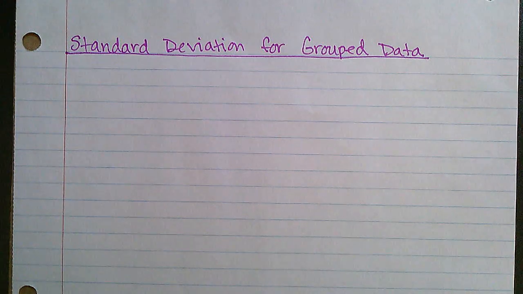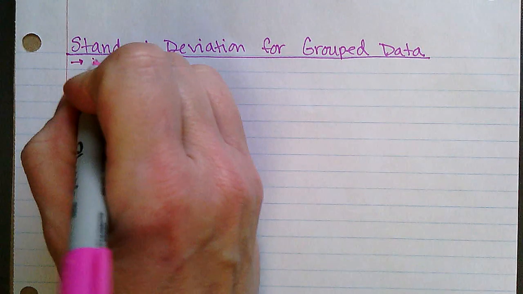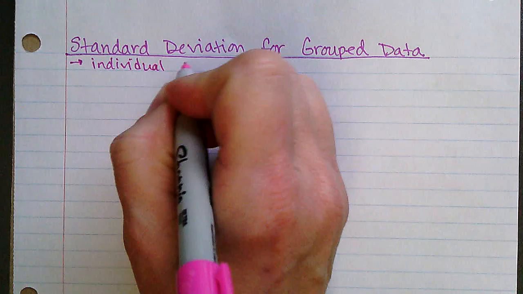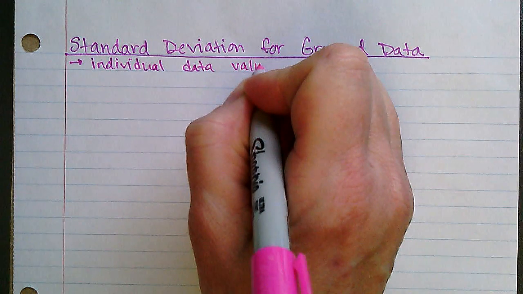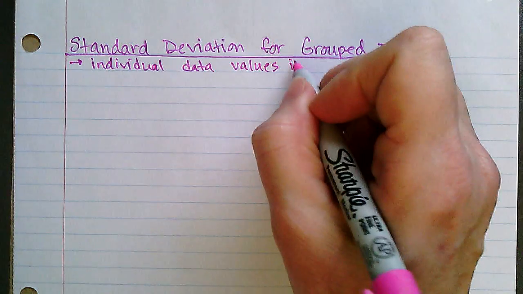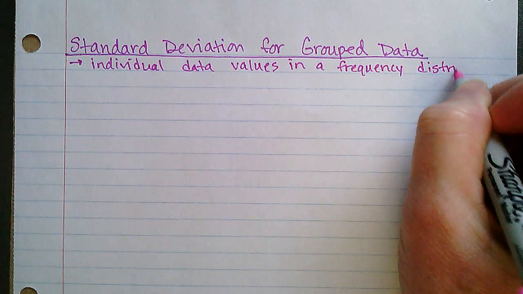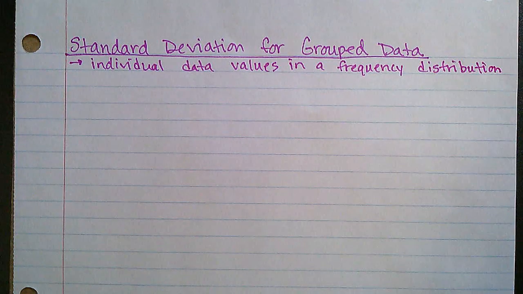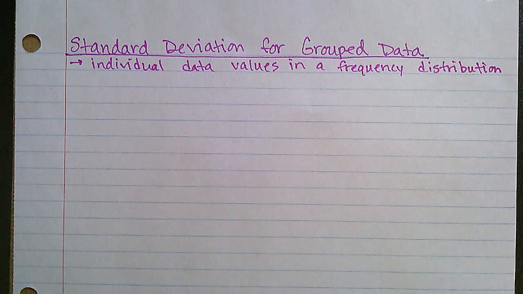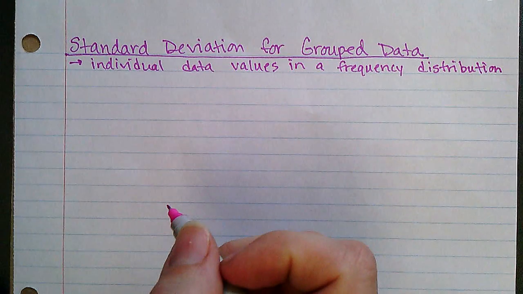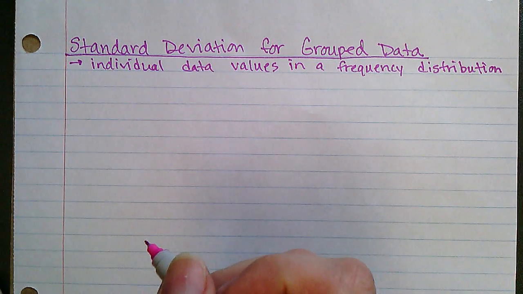We're going to shift gears a little bit and talk about finding standard deviation for grouped data. So what that means is that we are going to have individual data values, but they are going to be in a frequency distribution. So we'll have more than one of each of our data values. So rather than just listing out all of the data values, we're going to have a table that has data values and then frequency, and we'll use that to find sample mean and sample standard deviation.